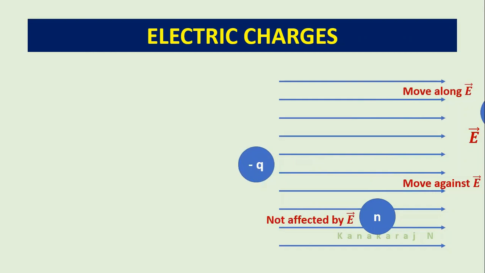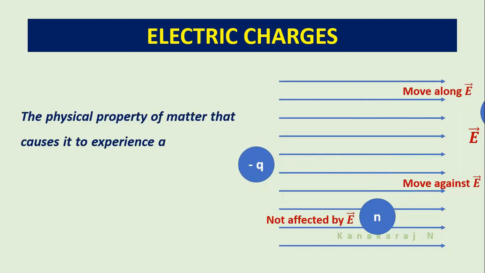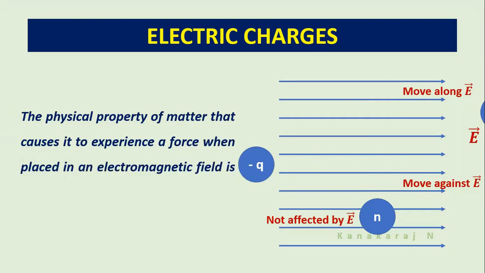So let us define what is electric charge. The physical property of matter that causes it to experience a force when placed in an electric or magnetic field is called electric charge. I repeat, the physical property of matter that causes it to experience a force when placed in an electric or magnetic field, right, is called electric charge.